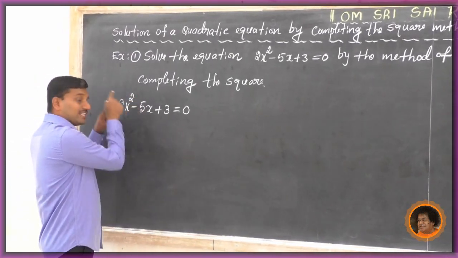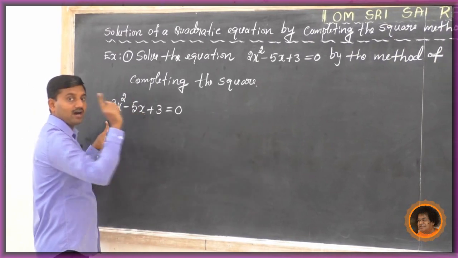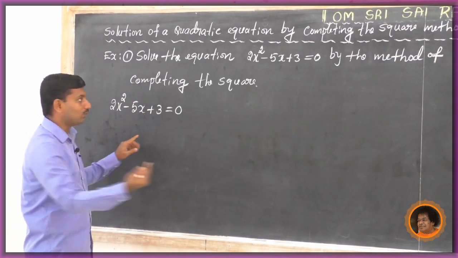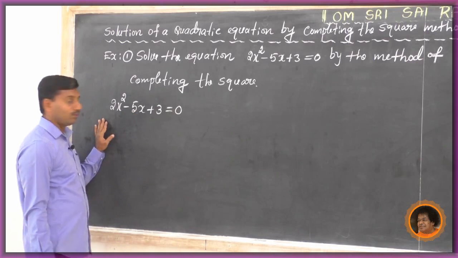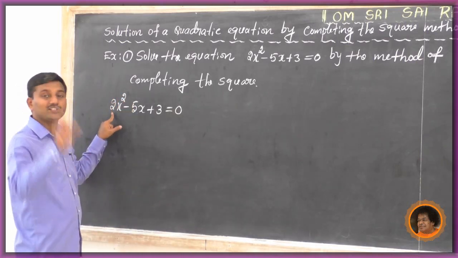Coefficient of x square is 1. Then take the coefficient of x, half of the coefficient of x. But what about in this equation? What is the coefficient of x square? Coefficient of x square is 2.